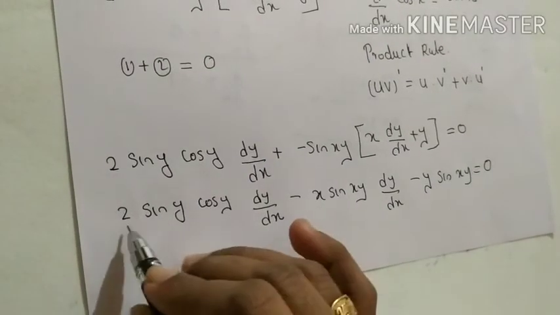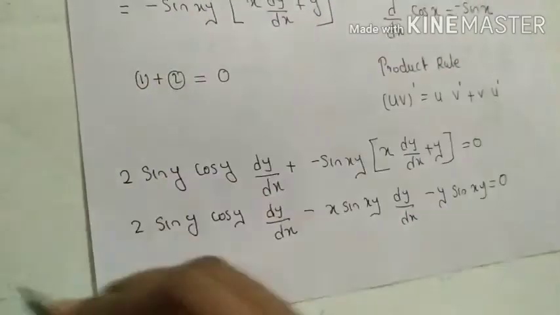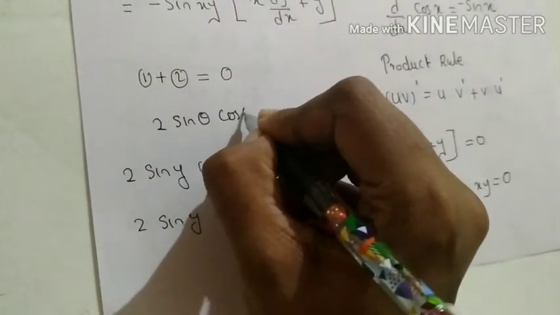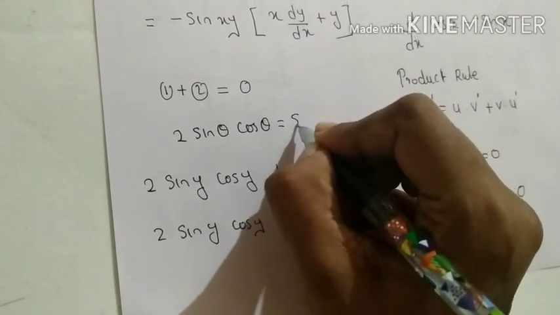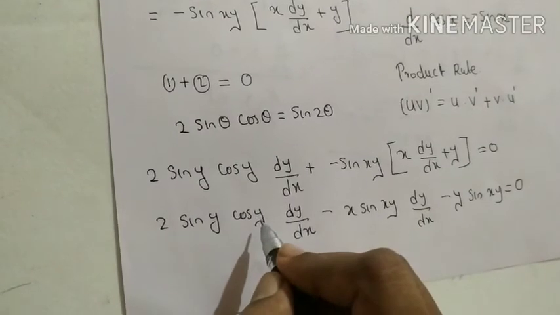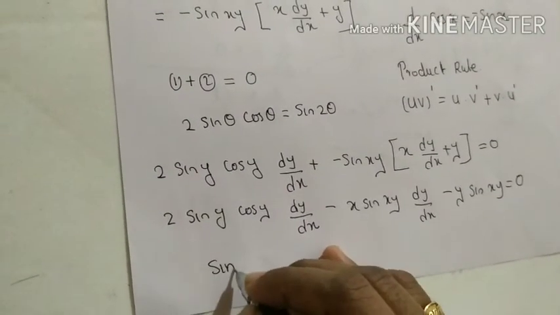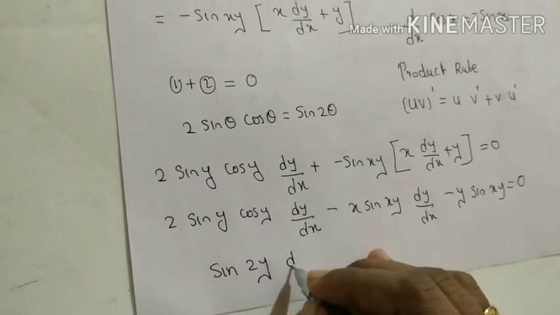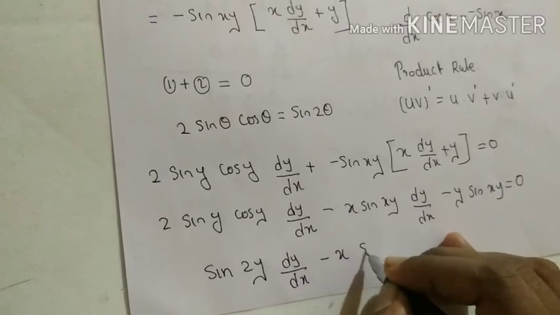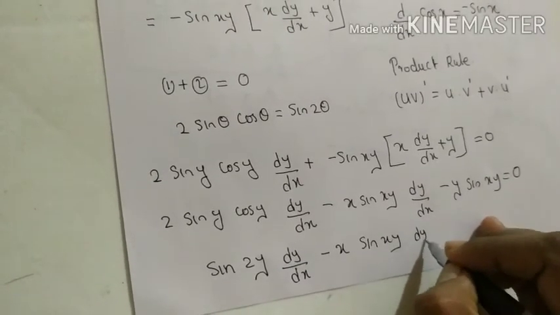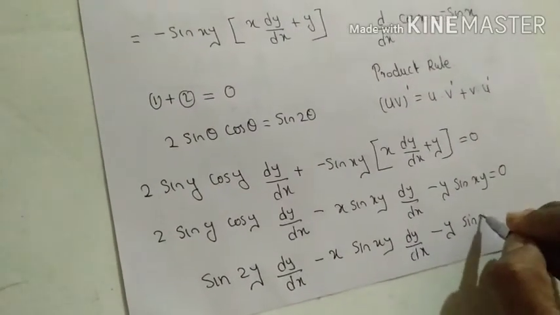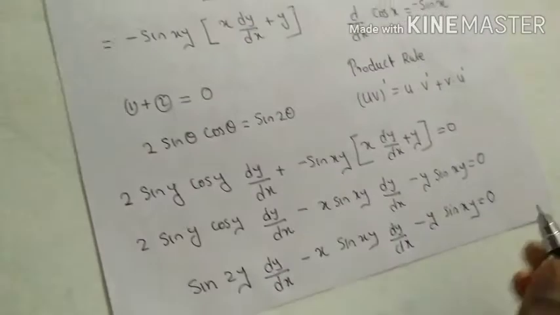2 sin y cos y. We know that 2 sin theta cos theta is equal to sin 2 theta. Here 2 sin y cos y will be sin 2y. The remaining terms will be the same: dy by dx minus x into sin xy dy by dx minus y into sin xy equal to 0.